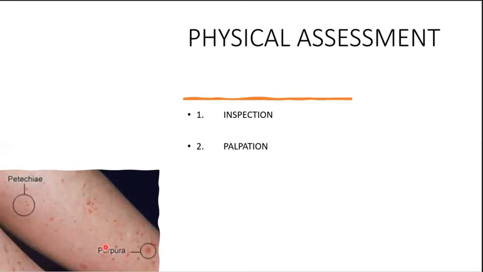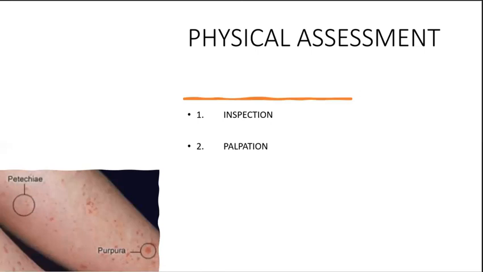Your petechiae would be those pinpoints. So you can see those pinpoint spots on the skin. They are often red in color, while your purpura are usually those larger reddish purple blotches that you see on the skin. They do not blanch with pressure. If you press on them, they don't blanch. And again, this is usually due to bleeding underneath the skin or possible blood dyscrasias.